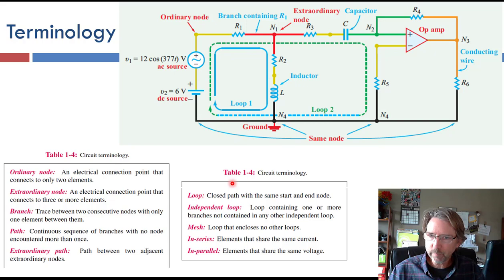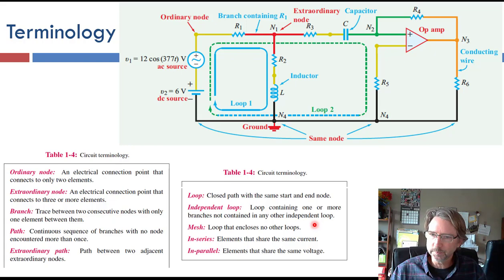An independent loop is a loop containing one or more branches not contained in any other independent loop. So if you've hit an element once, then you don't want to put it in the next loop. Here's a loop, loop one here, and then loop two uses part of loop one. So you can see sometimes loops have new parts and old parts. These would be independent of each other because it has this branch that's not in loop one. And again, it's important to figure these out so we can define meshes and write the right number of equations in our mesh analysis. So I'll show you some tricks when we get into that analysis in chapter 2.